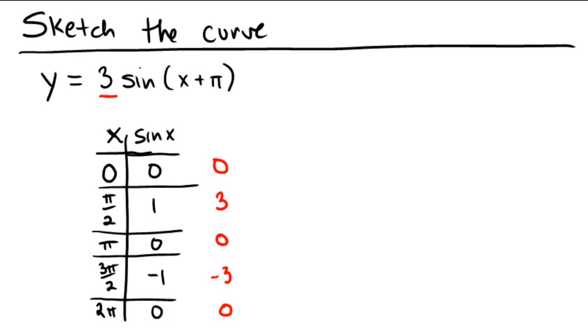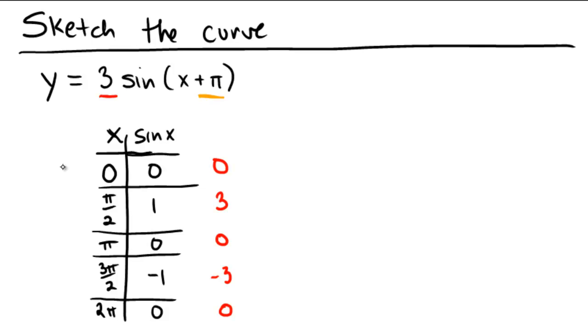Okay, on the other hand, when you look at the phase shift, here it is a plus pi, so that means everything got shifted to the left. Pi got subtracted by pi. So that means that on the x coordinates I need to shift everything left pi. I'm going to subtract pi from all of these.